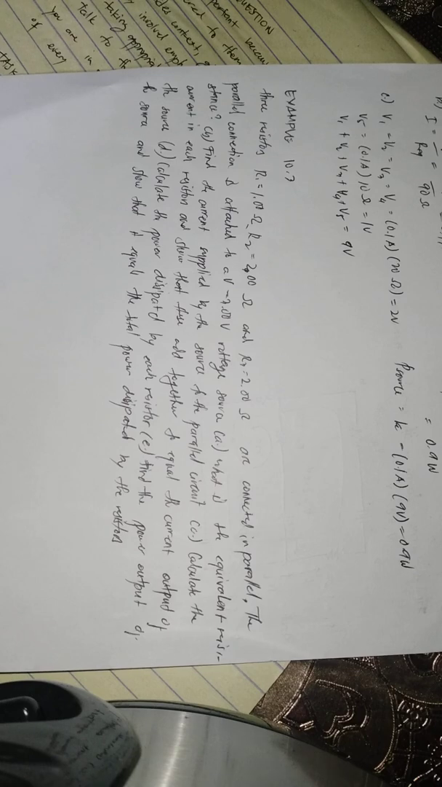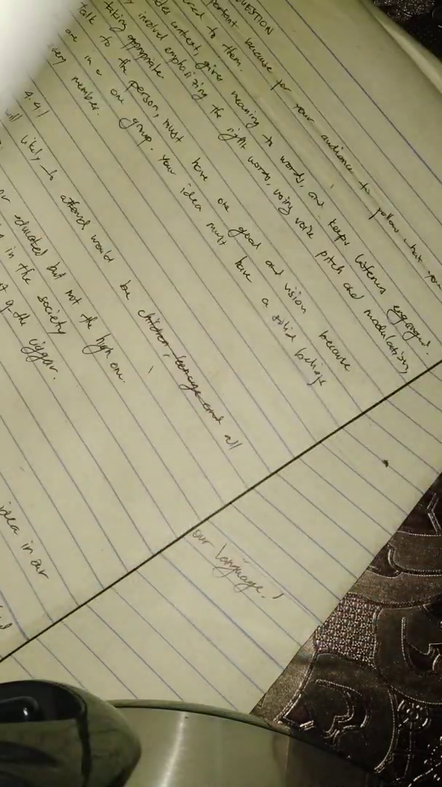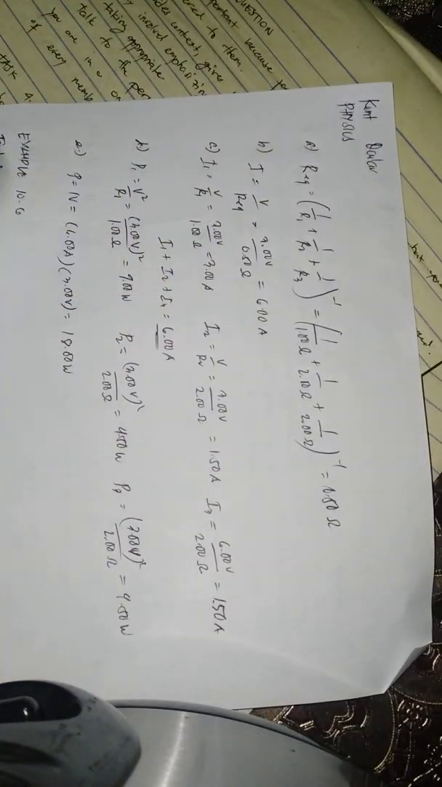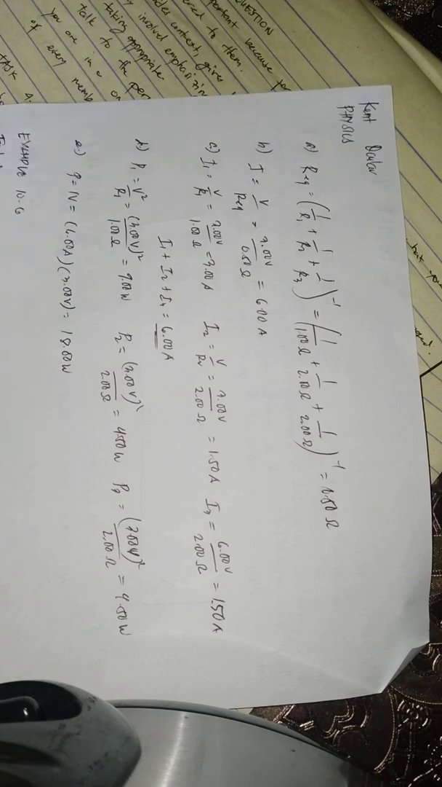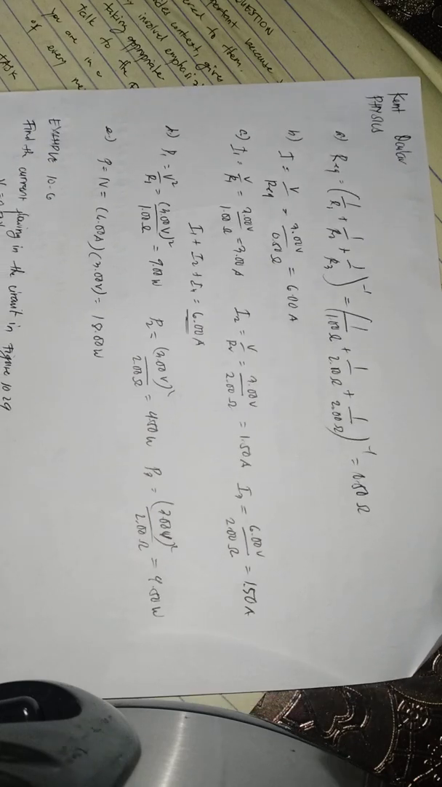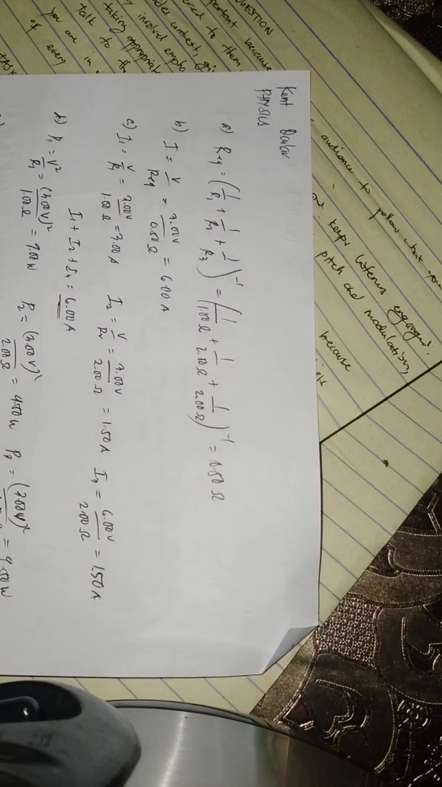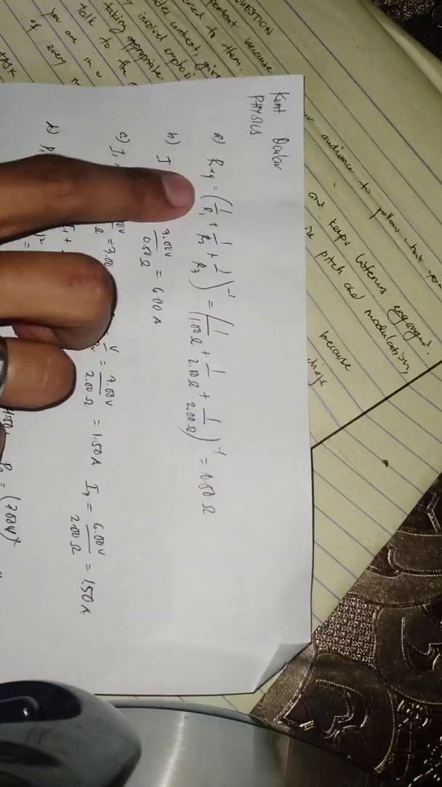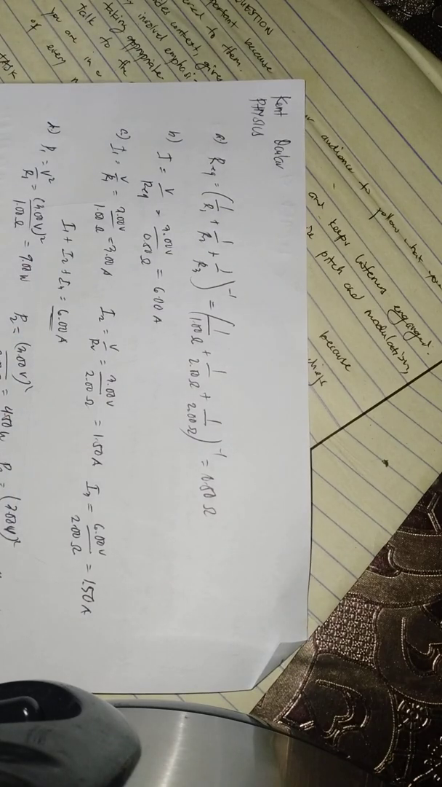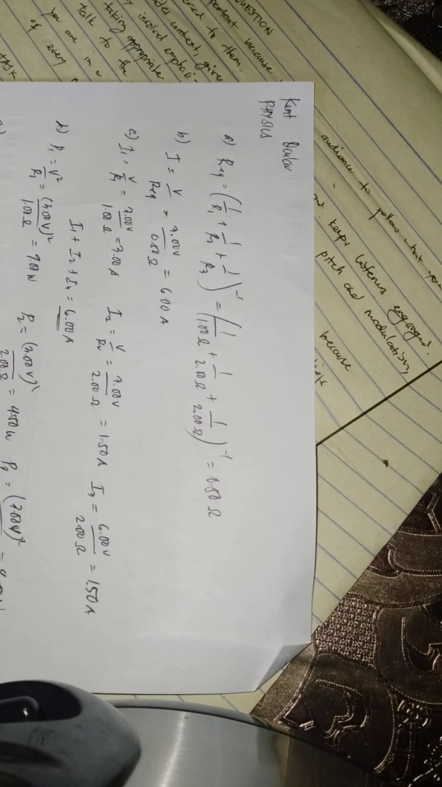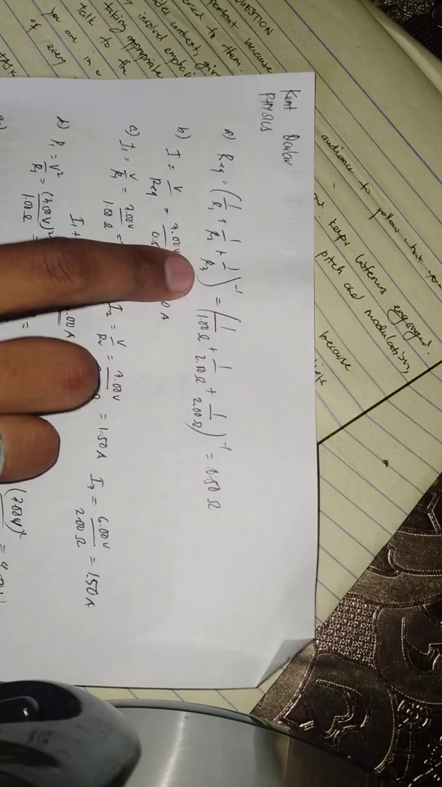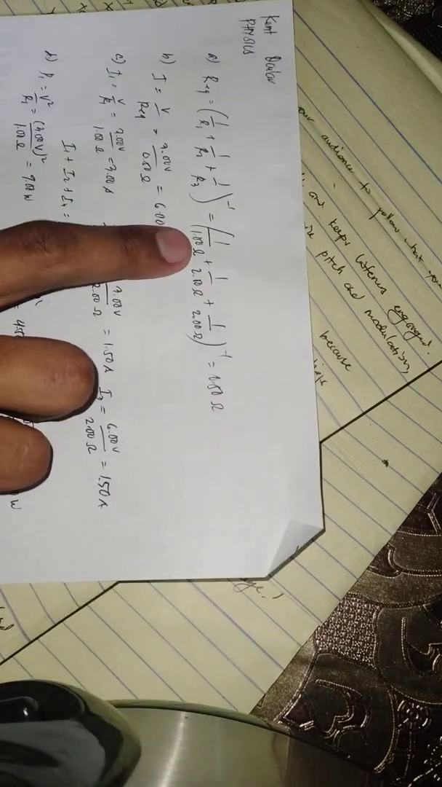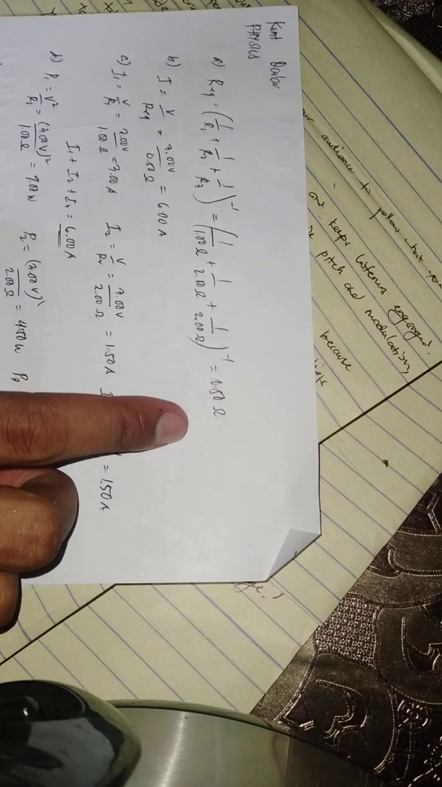So, solution A. The total resistance for a parallel combination of resistors is found using equation 10.3, and then substituting values. R EQ is equal to 1 over R sub 1 plus 1 over R sub 2 plus 1 over R sub 3, all to the power of negative 1. We solve the values, we get 0.50 ohms.